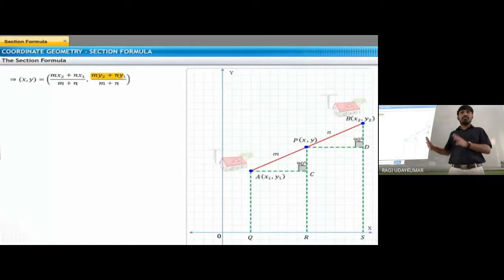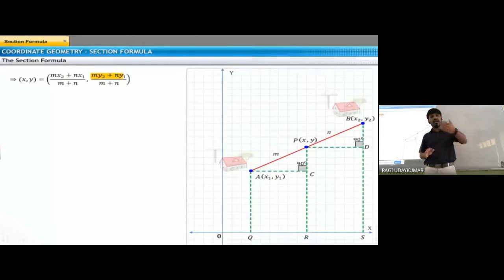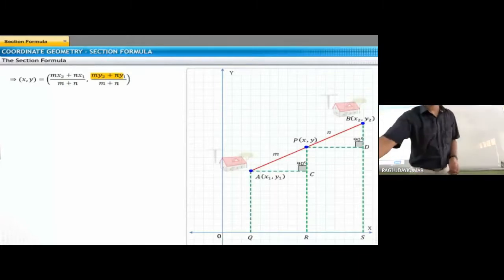Is it clear? The proof is simple. When you have the proof in your mind, then it is an easy task for you to remember. It is an easy proof, that's why we have discussed it. Now let us move to the exercise problems.